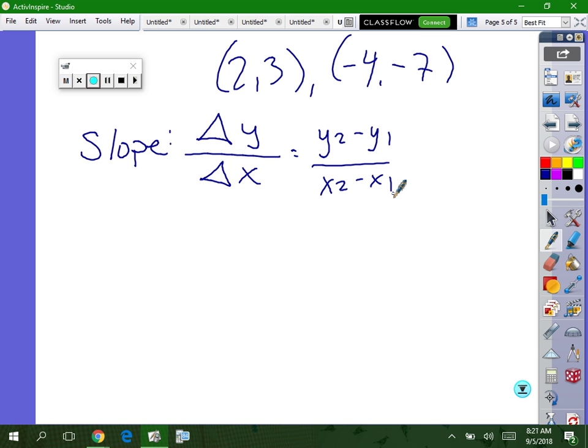Should I do y1 minus y2 over x1 minus x2? The key thing is you just got to keep them in the same order. Okay, so where did point slope come from? Remember, this is slope, which is m. Anybody see where it's going to come from? Just times this guy up here.